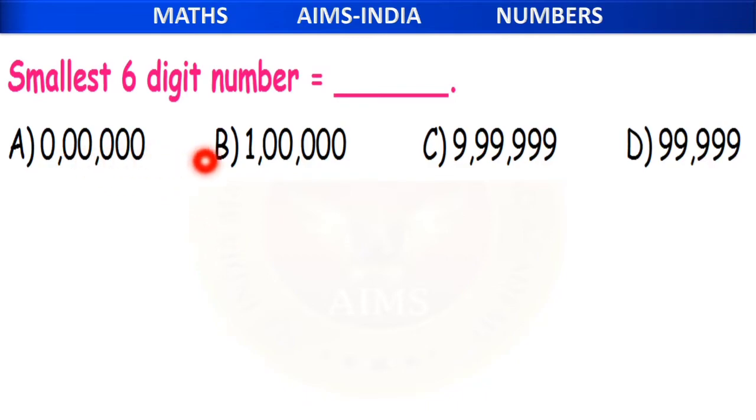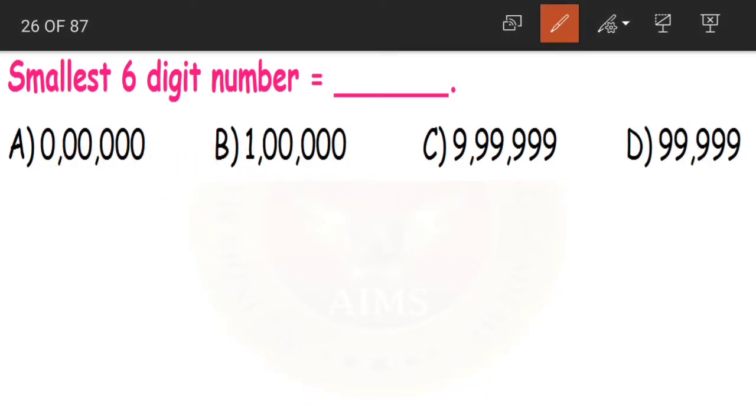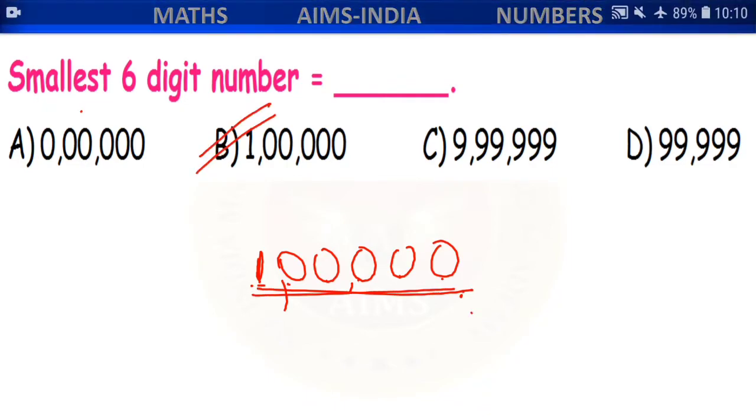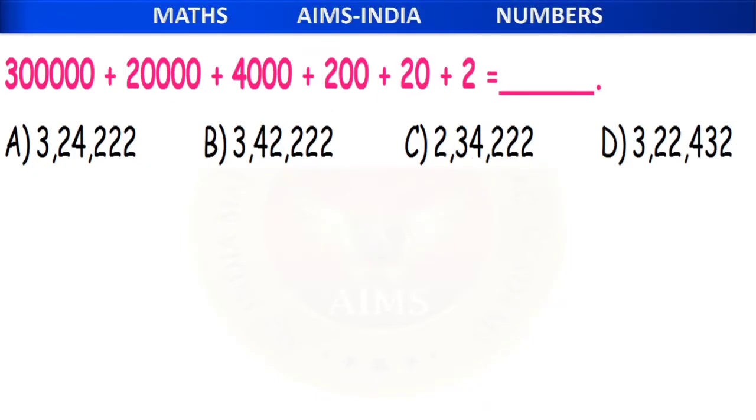Next, the smallest 6-digit number is equal to. Now how do we write the smallest 6-digit number? First make 6 places. Now the first number should be 1 and the remaining digits would be filled with zeros. So what is this? 1 followed by 5 zeros, that is 1 lakh. Option B will be our correct answer. Okay, children? Next question.